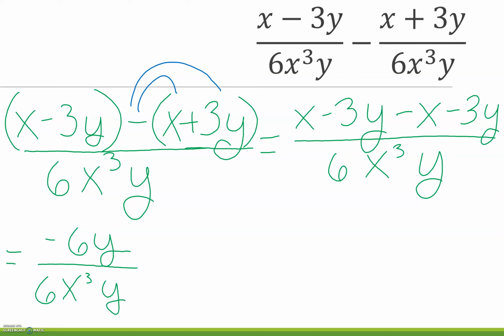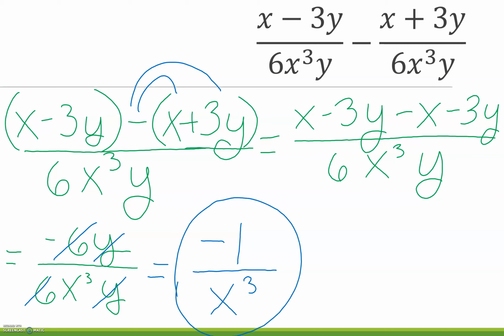We then want to look at simplifying. Well, both the numerator and denominator have a 6, so those can be factored out. And both have a y, so those can be factored out. The only thing left in the numerator is a negative 1. And then my denominator would be x cubed. So this would be my simplified answer. Negative 1 over x cubed.